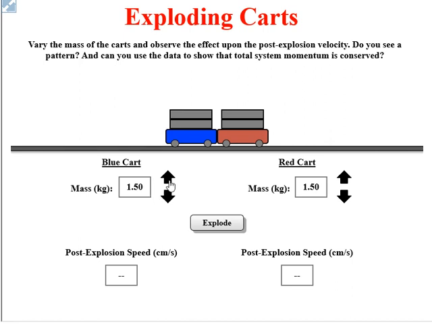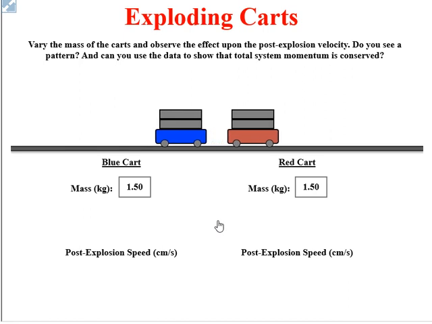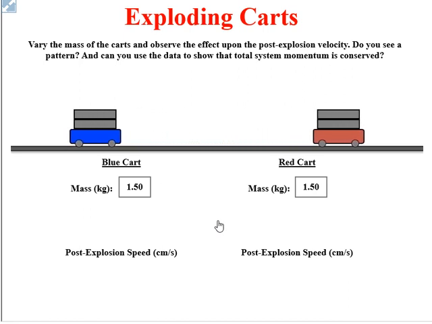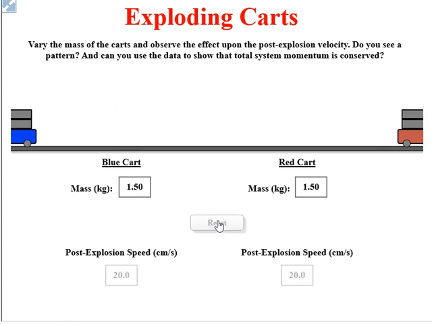So let's see if the masses of the carts are the same. The blue cart here is 1.5 kilograms, the red cart is also 1.5 kilograms. What happens if there's an explosion in the middle of the two carts and they move apart? Will they move apart with the same velocity? Of course they do. And in this case, that would be measured as 20 centimeters per second, or 0.2 meters per second.